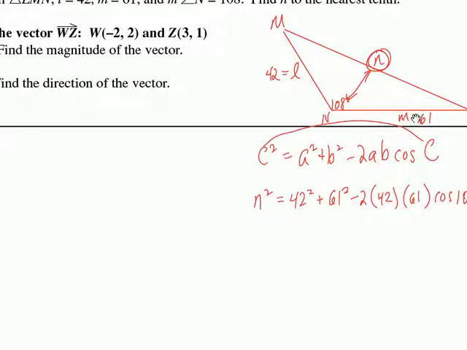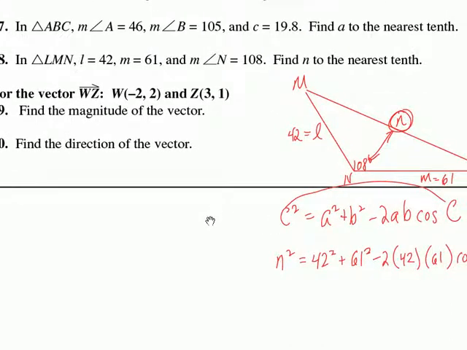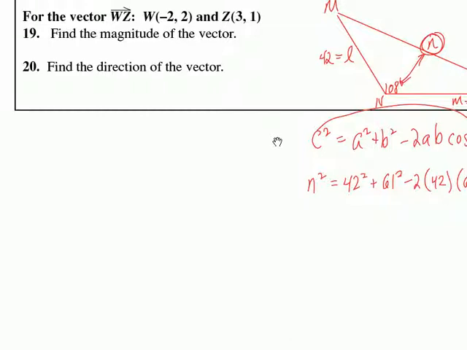Yes. What? Yeah, that's what we're about to do. Magnitude of the vectors. So you've got negative 2, 2, and you've got 3.